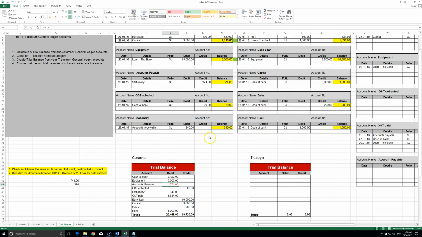And I can see that my error is, if I look back at accounts payable, it is a credit with a balance in a credit, but down here I have it in the debit column. So that's the error I've made.